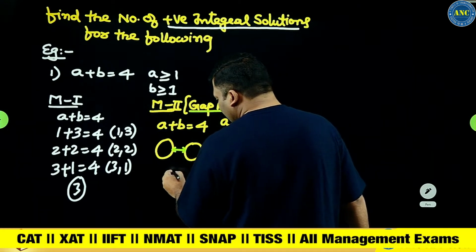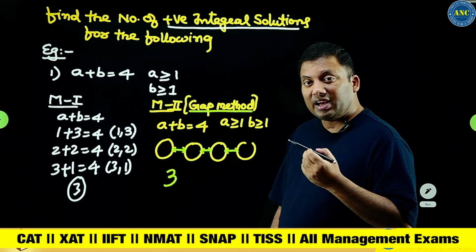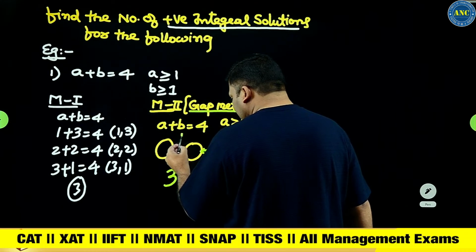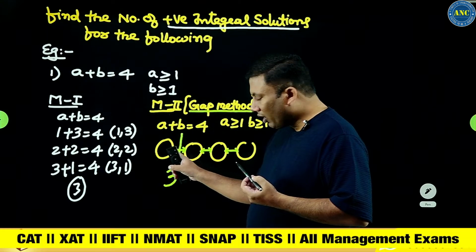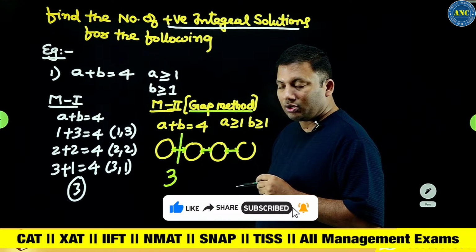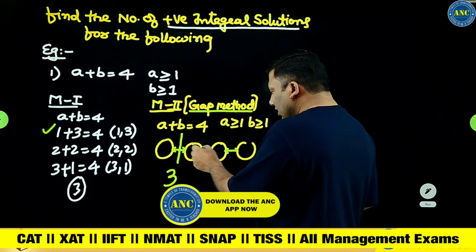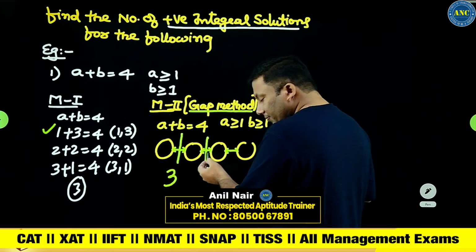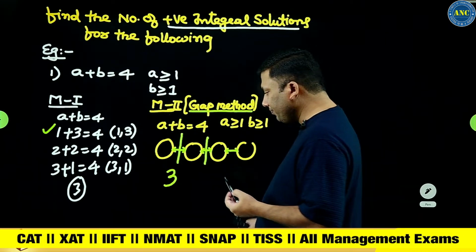Out of these 3 gaps, listen carefully, you select any one gap, and the condition is fulfilled. If I select this gap, 1 ball will get into bucket A, and the remaining 3 balls will get into bucket B. That means this condition is satisfied. If I select another gap, 2 balls will get into bucket A, 2 balls into bucket B. Are you all with me?